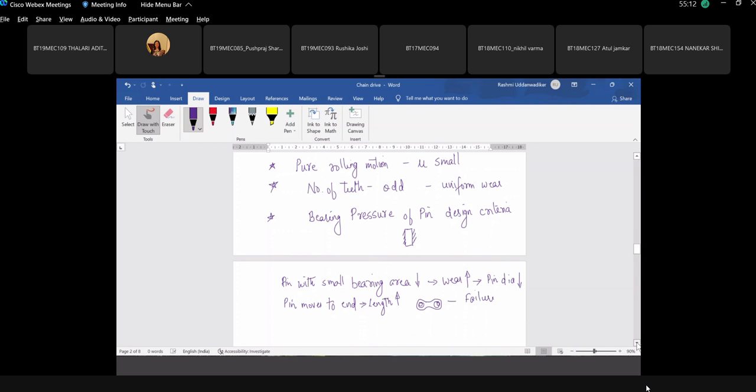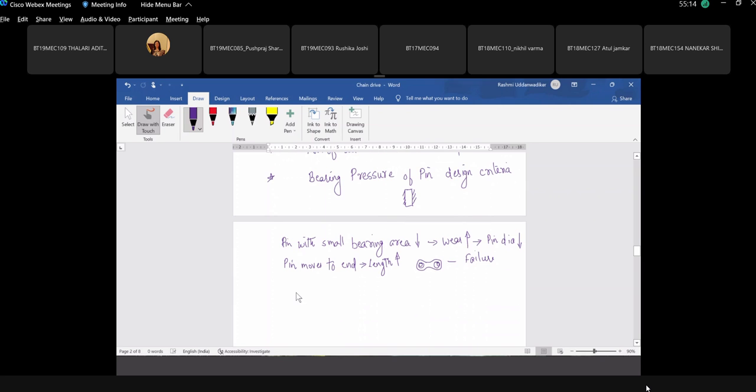Okay, in 5 minutes, we'll quickly discuss the chordal action and then we'll stop. We'll see what is the meaning of chordal action of the chain drive.